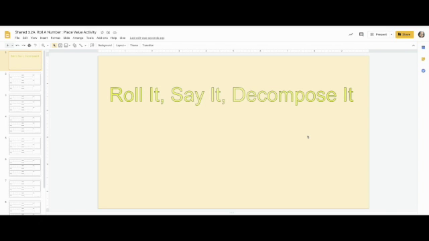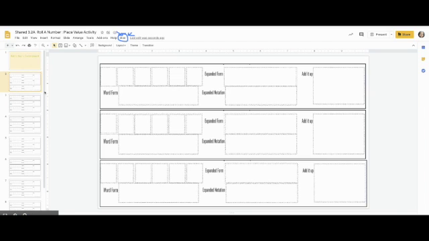Hi, today's activity is roll it, say it, decompose it. So I'm going to show you how to do this wonderful activity in this Google Slides. You will notice here on the Google Slides, there is an option up here for dice. We're going to be using that. All right, let's get started.